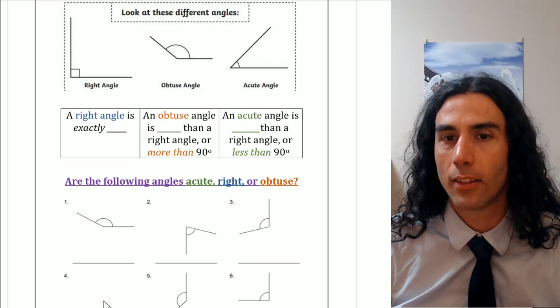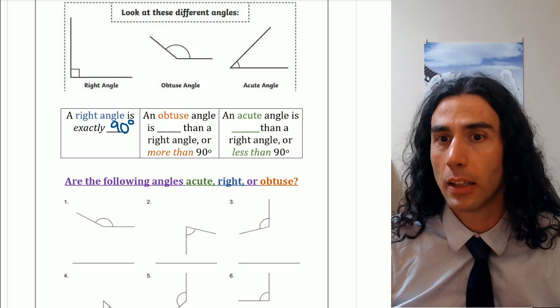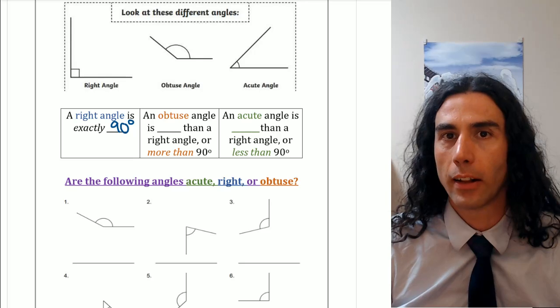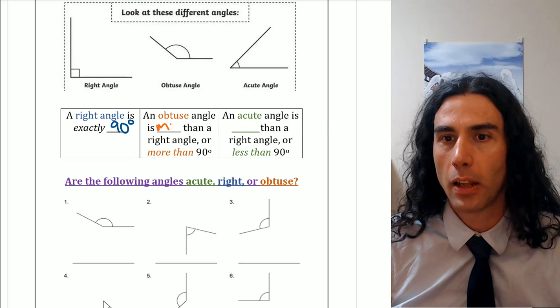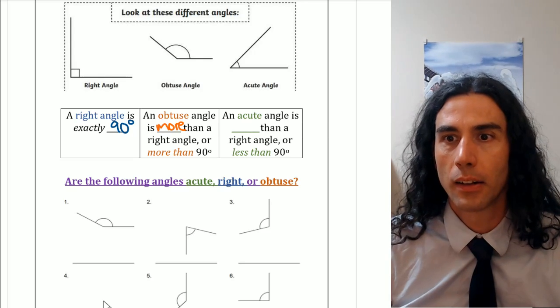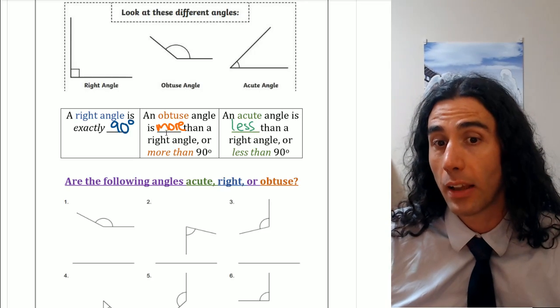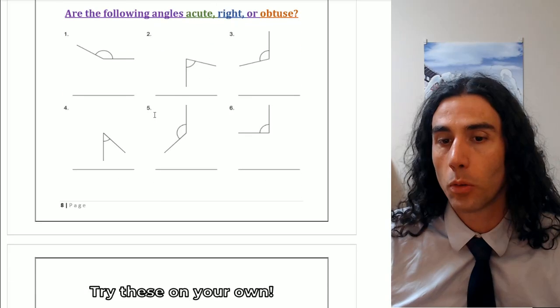Right angle is exactly 90 degrees. Obtuse angle is more than a right angle. So put that there. And acute angle, green, less than a right angle. So write those in. Now I want you to have a go now at labeling 1, 2, 3, 4, 5, 6.